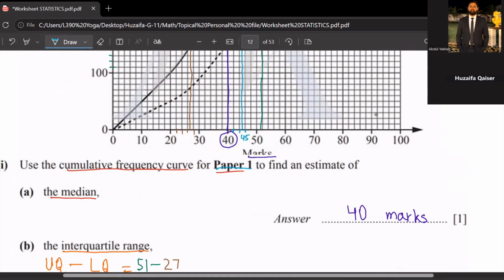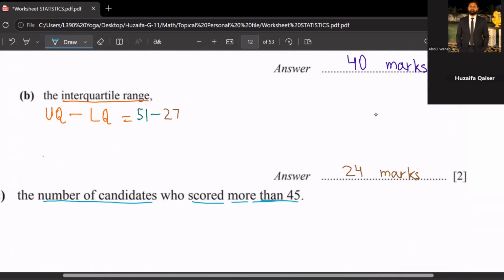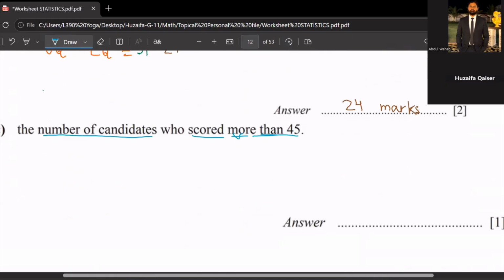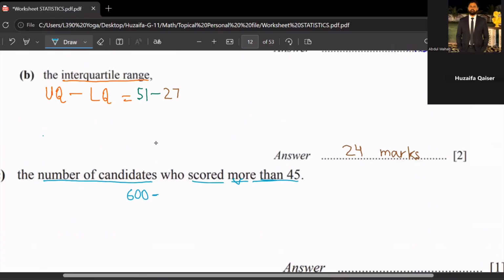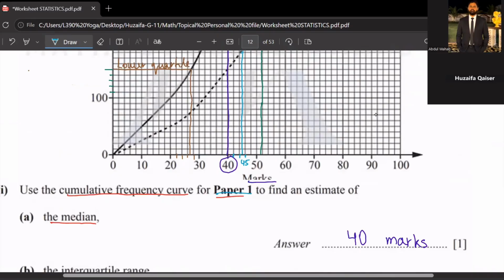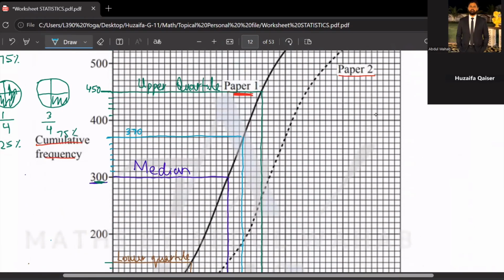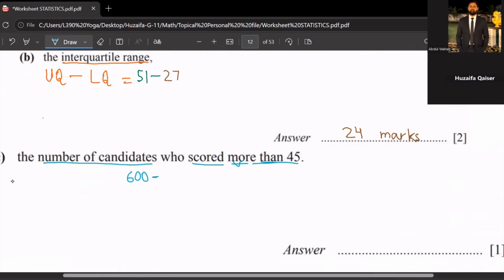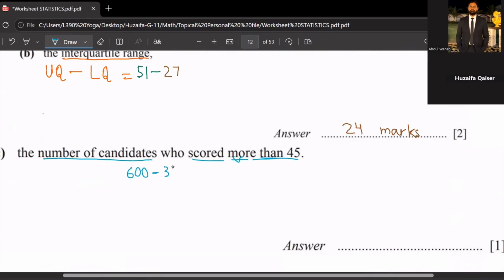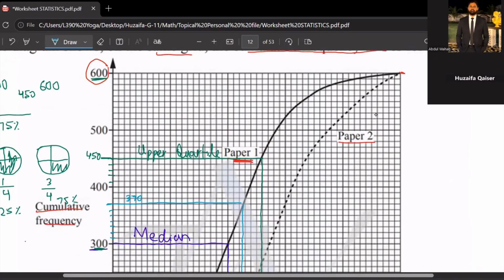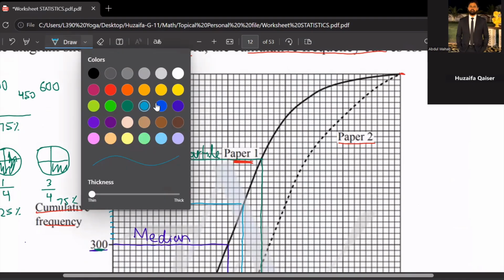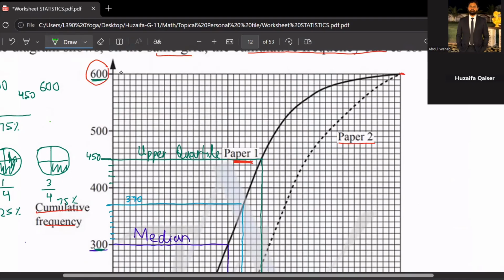But the question is, you need to find the number of candidates who scored more than 45. So total students is 600 and the students who scored 45 marks or less than 45 marks are 370. So you need to subtract it. Why? Because you need to find the number of candidates who scored more than 45 marks. It means you need to find this value.